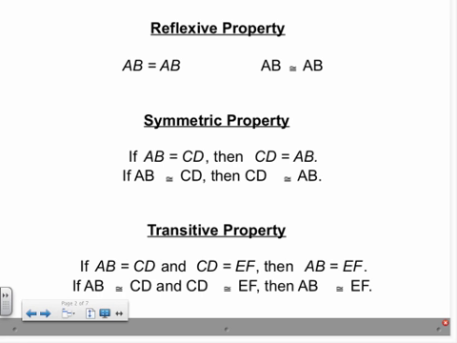Part of what we'll be doing in this section is identifying which property justifies a statement. To do that, you want to know what features will help us differentiate between the properties. First, if the statement has equal signs, it's a property of equality. If there are congruent symbols, we're looking for a property of congruence. Then we can start looking for keywords. The symmetric property has the words if and then. The transitive property has the words if, and, then. The reflexive property has nothing other than the one thing equal or congruent to itself. Try to remember those keywords for later on in the lesson.